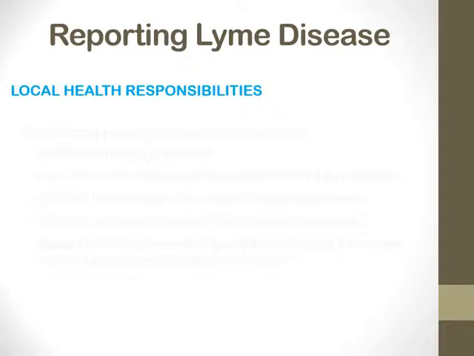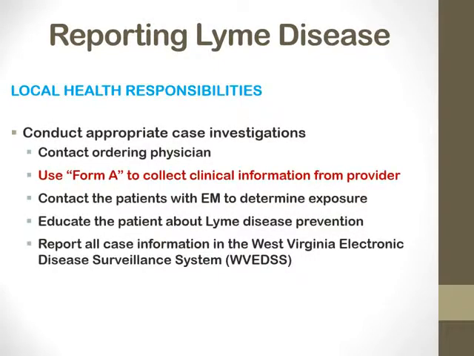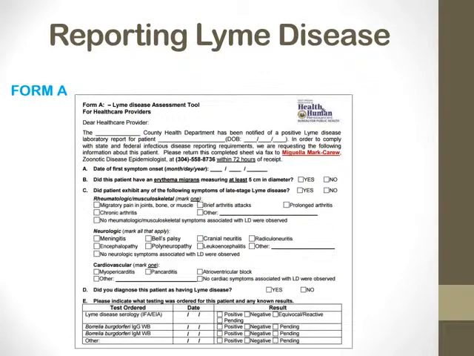Local health departments are responsible for conducting appropriate Lyme disease case investigations, which consists of contacting the physician who ordered Lyme disease testing, using Form A to collect clinical information about the case, making contact with cases who reported EM, educating the patient and family about Lyme disease prevention, and reporting all case information into the West Virginia Electronic Disease Surveillance System.